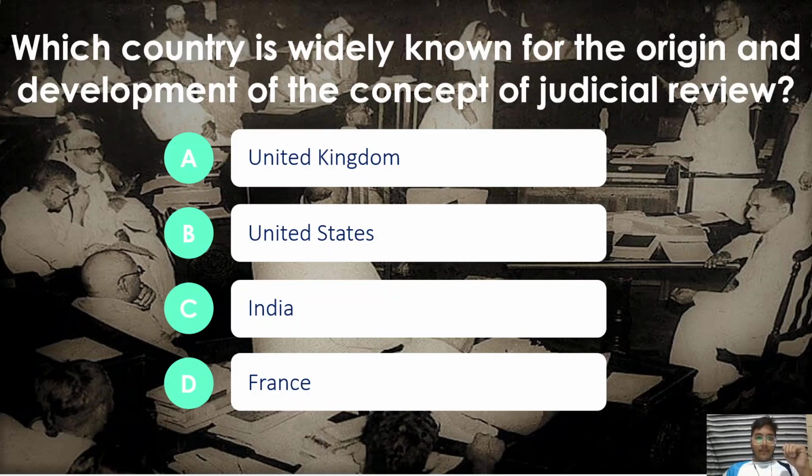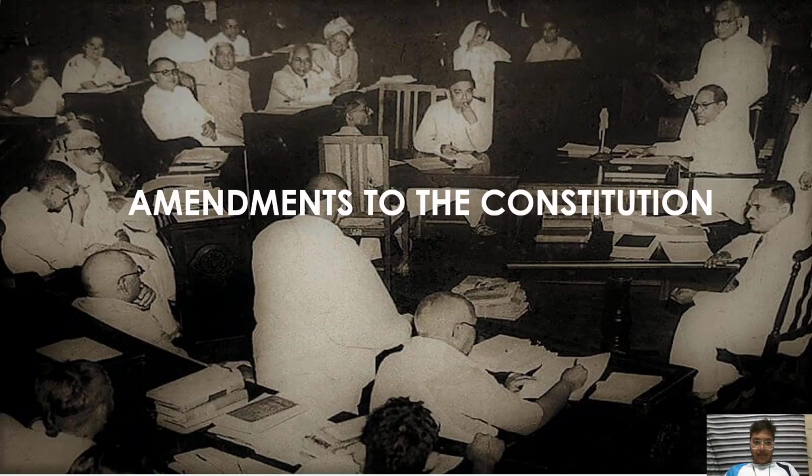This is the next question: which country is widely known for the origin and development of the concept of judicial review? Option A United Kingdom, option B United States, option C India, or option D France. The answer is option B, United States.